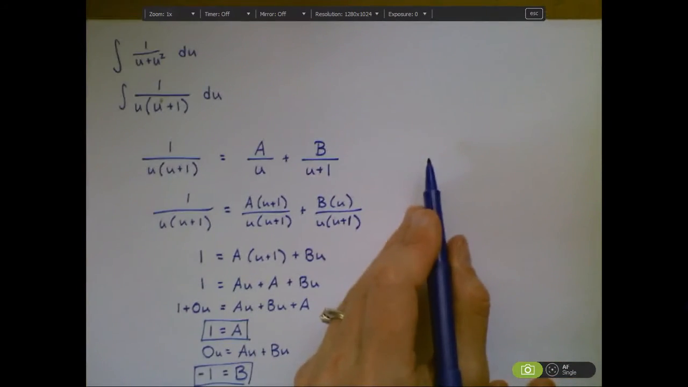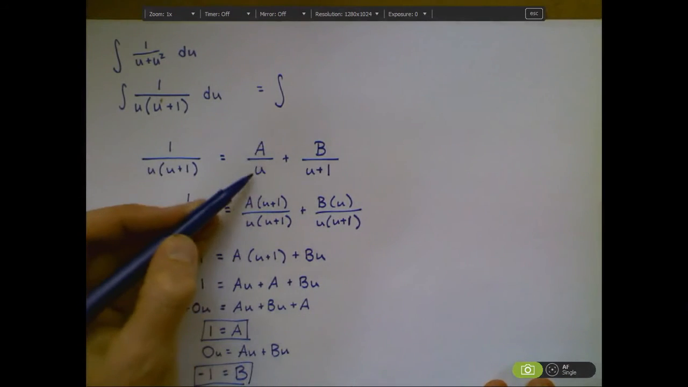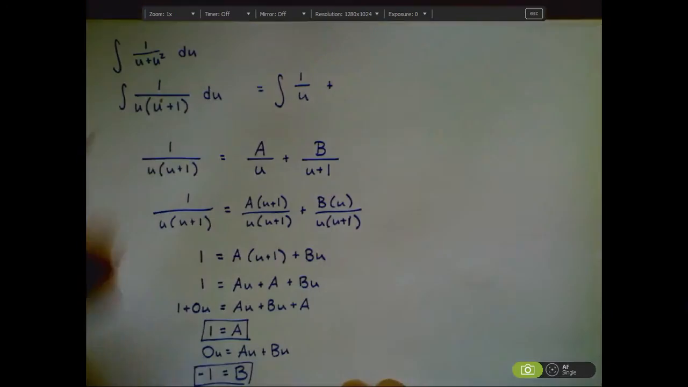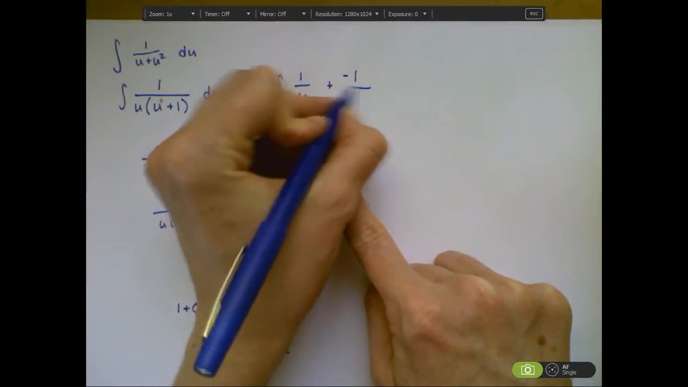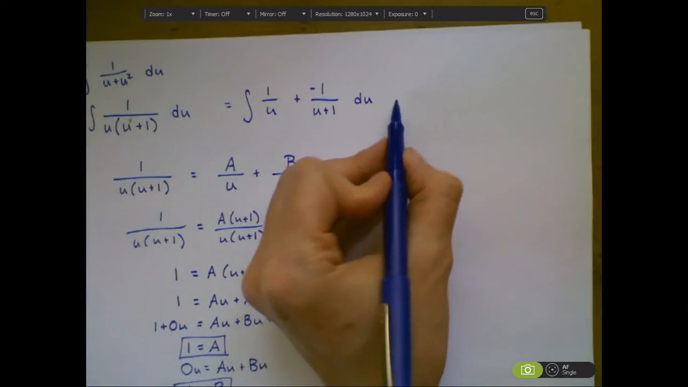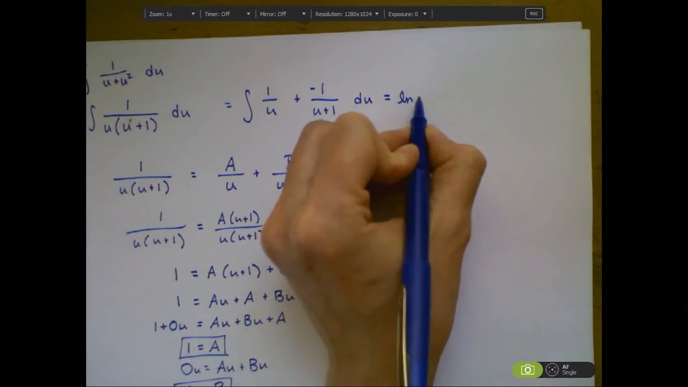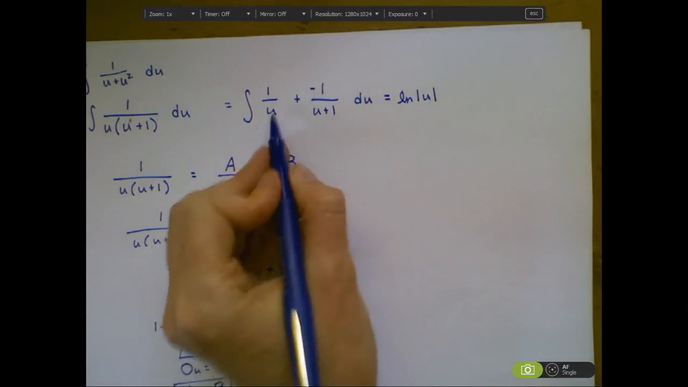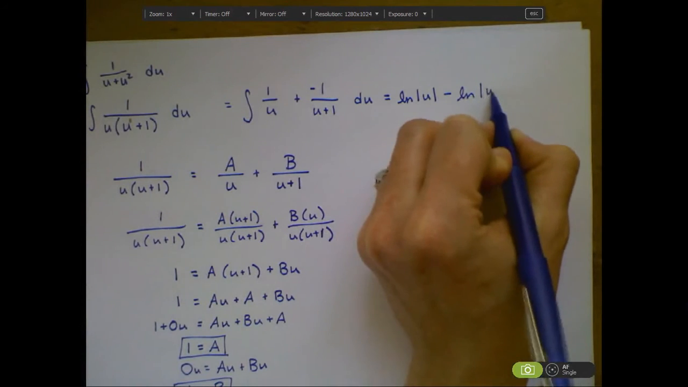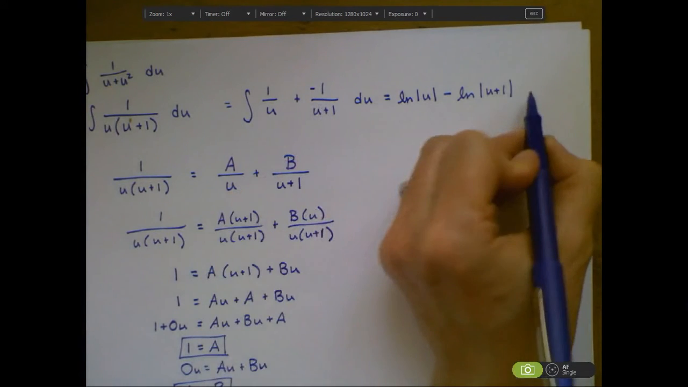Going back to our original fractions, that means that this integral up here is equal to the integral of 1 over u, since a was 1, plus negative 1 over u plus 1 du. And these are easy pieces to integrate. The integral of 1 over u is natural log of the absolute value of u, subtracting the natural log of the absolute value of u plus 1. In my head, this is a really basic substitution, plus c.